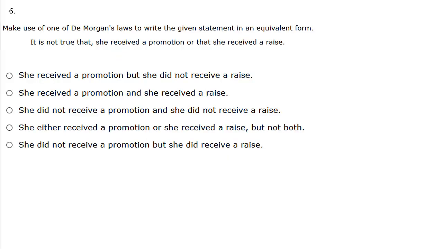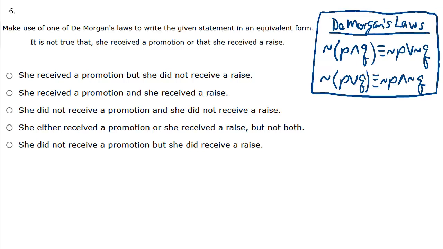Number 6, make use of one of De Morgan's laws to write the given statement in an equivalent form. And the statement is, it is not true that she received a promotion or that she received a raise. Now you've got to remember, De Morgan's laws tell you how to take the negation of an and statement and how to take the negation of an or statement. This particular statement has an or, so you're looking at the negation. When the phrase says it is not true that, it means it's a negation, and the or means that we're using the version of De Morgan's laws that works with an or.